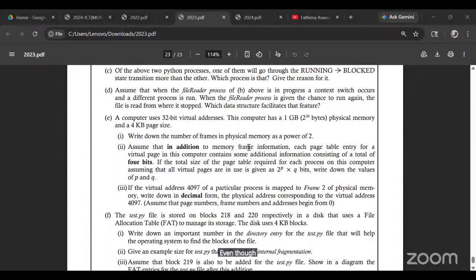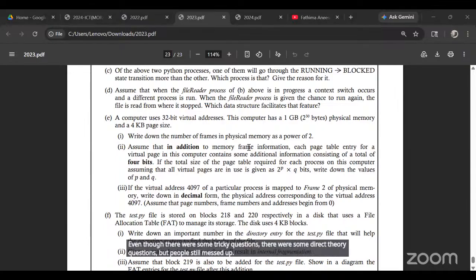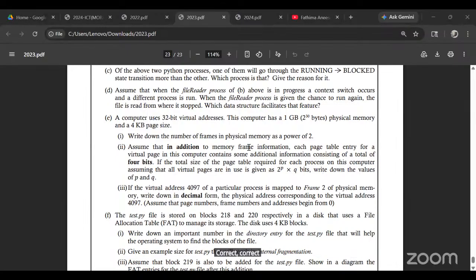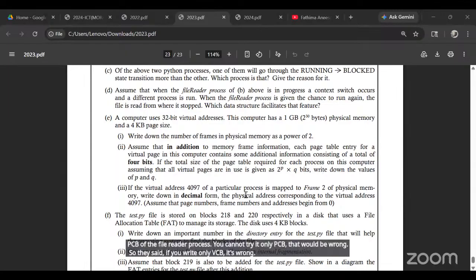Even though there were some tricky questions, there were some direct theory questions, but people still messed up. Correct, good, I'm getting answers. Yes, all correct: PCB. PCB of the file reader process. You cannot write only PCB, that would be wrong. In the marking scheme they said if you write only PCB, it's wrong. Since they are mentioning the file reader process, write it as PCB of the file reader process.